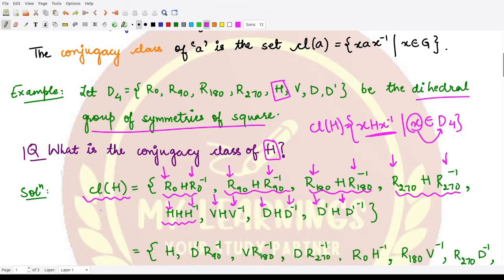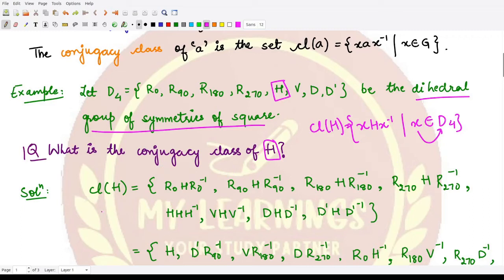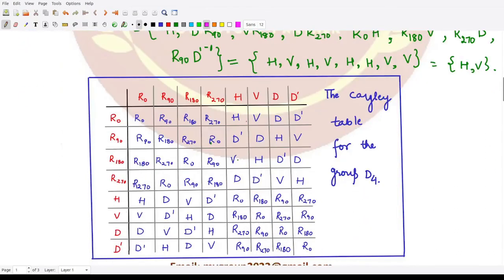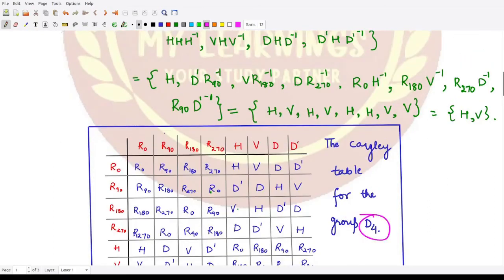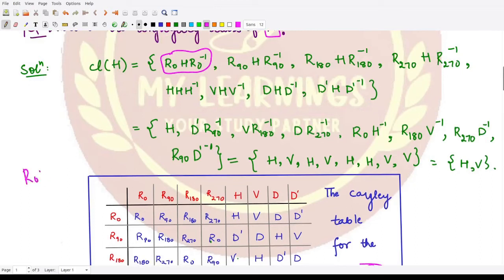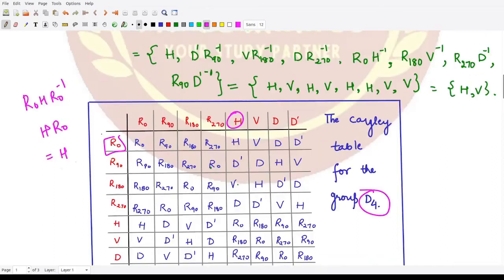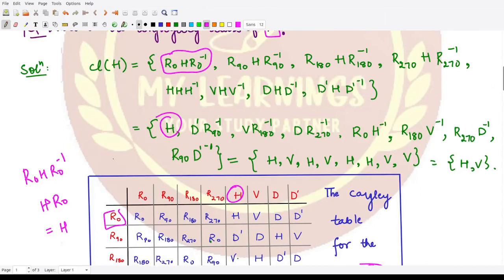So let's now solve all of these elements one by one. When we solve this first element, R0 H R0 inverse, for solving all of these you require the Cayley table for the group D4, and you know how to construct it. Here we want to calculate R0 H R0 inverse. R0 into H, R0 is here, H is here, it is H. And what is R0 inverse? R0 inverse is R0, so the answer is H in this case. So the first answer is H.